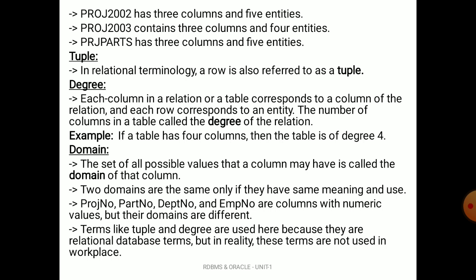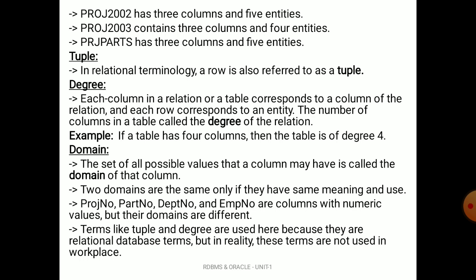Second one, degree. Each column in a relation or a table corresponds to an attribute of the relation, and each row corresponds to an entity. The number of columns in a table is called the degree of the relation. In a table, you insert different values like different rows. The collection of rows or the number of rows is called the cardinality of the relation. For example, if a table has 4 columns, then the table is of degree 4.